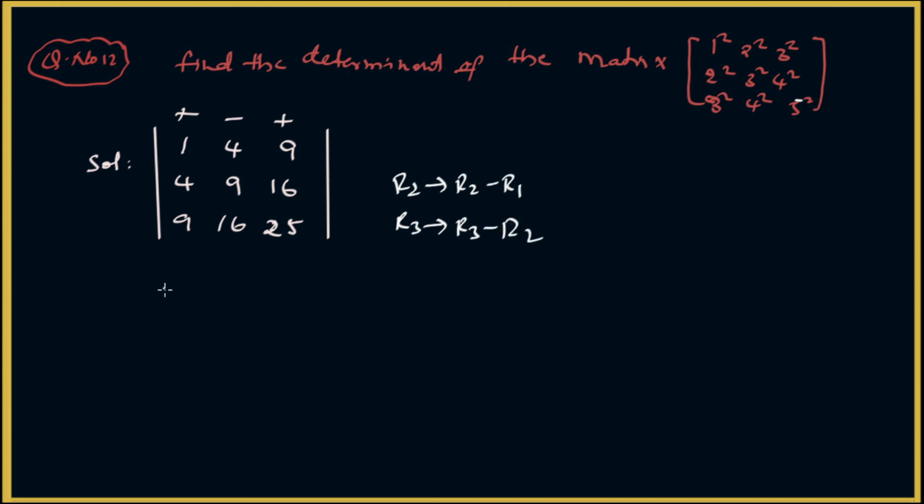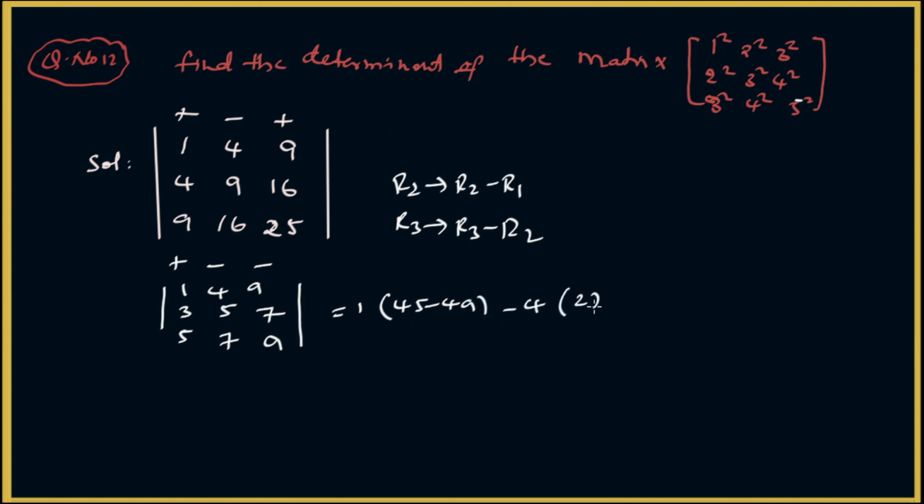Okay, so the first row is as it is: 1, 4, 9. Now 4 minus 1 is 3, 9 minus 4 is 5, 16 minus 9 is 7; 9 minus 4 is 5, 16 minus 9 is 7, 25 minus 16 is 9. Now we can find the determinant easily. So 1 times of 5 nines are 45 minus 7 sevens are 49, minus 4 times of 3 nines are 27 minus 7 fives are 35. Finally 9 times of 3 sevens are 21 minus 5 fives are 25.